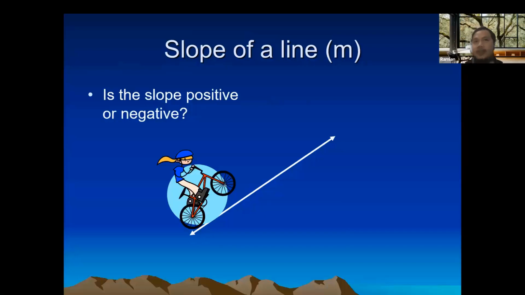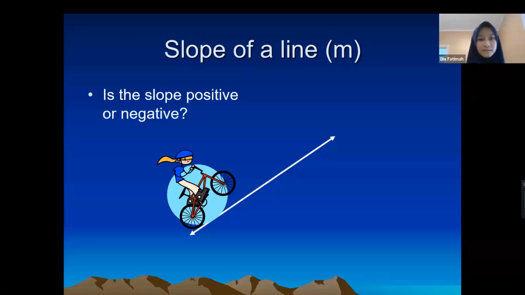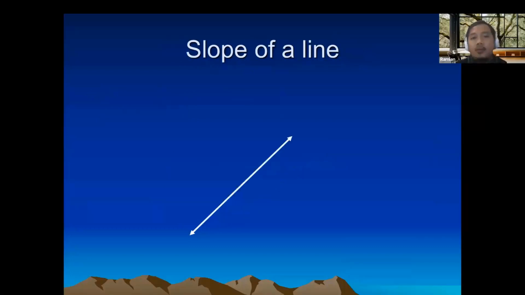So the first question: if you see it from the left to the right, for this image, is this slope going to be positive or negative? Positive. Yes, positive. Why do you think it's positive? Because it's going from the left to the right, and it's going uphill. Okay, very good.